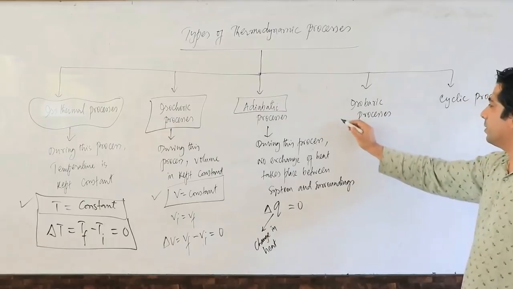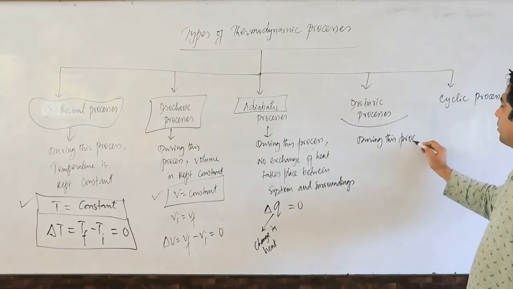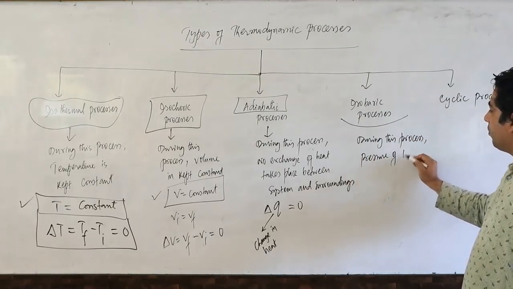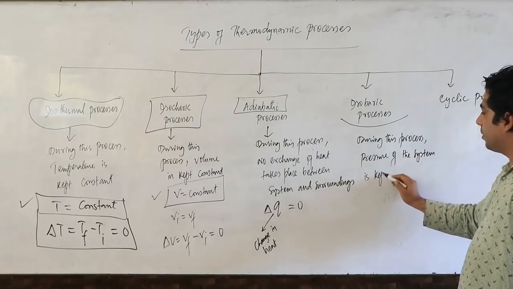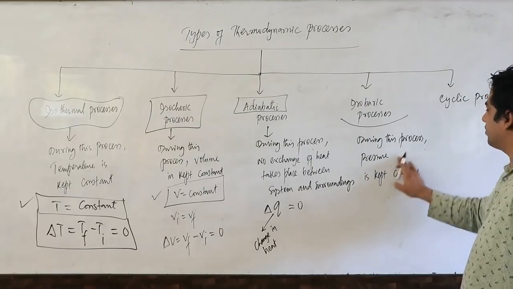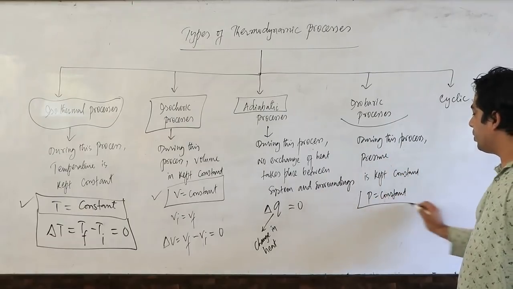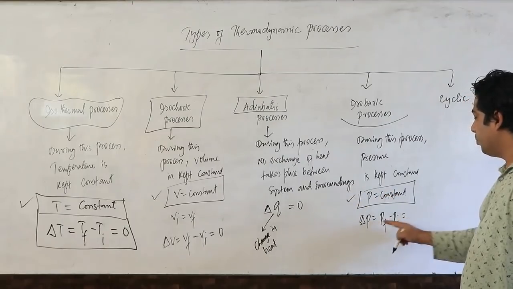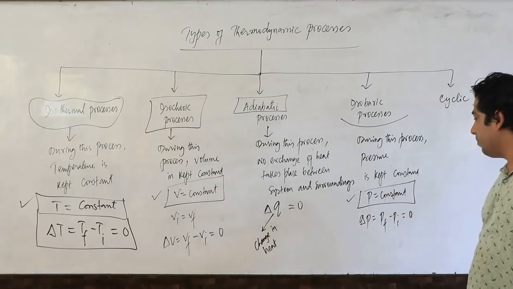Now isobaric process. During this process, the pressure of the system is kept constant. So P is constant. That means there is no change in the pressure. That means delta P is equal to Pf minus Pi. Both pressures, initial and final pressure, will be the same because pressure is constant. So delta P will be 0.